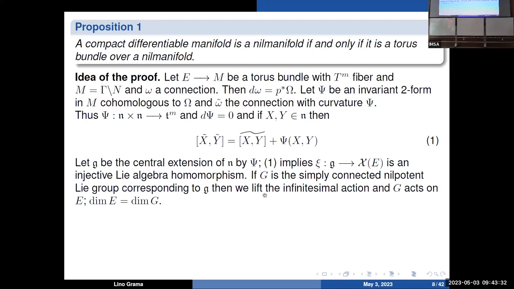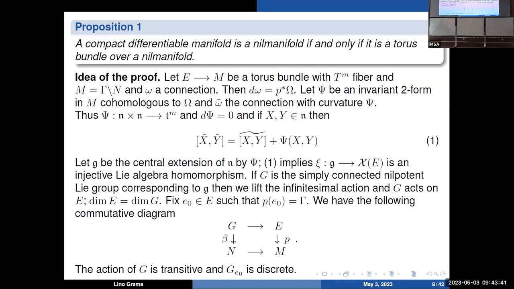Okay, and if G is simply connected with corresponding lattice in G, okay, we have the same dimension, and we have this bundle. Okay, so this is quite important, actually. This is because if you start with a torus bundle, we can precisely describe the algebra of the total space. Okay, recall this is the central extension by the curvature two-form on the base.